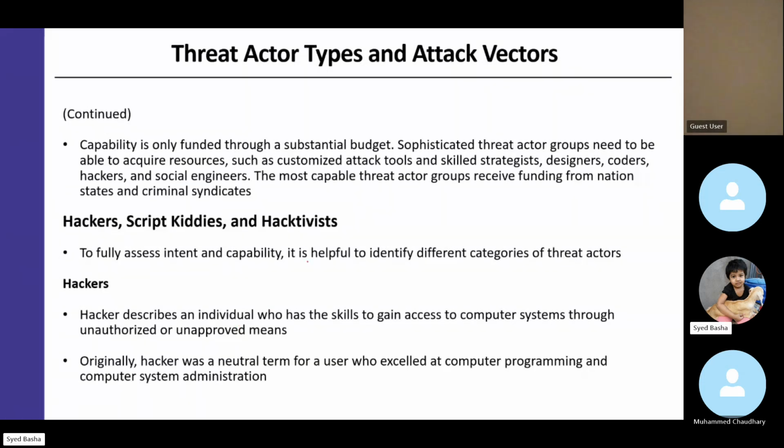Here, we have discussed hackers. A hacker is an individual who has the skill to gain access to computer systems through unauthorized or unapproved means. He is highly sophisticated; he has tools and he has the skills to gain access to computer systems. Originally, the hacker was a neutral term for a user who excelled at computer programming and computer system administration.